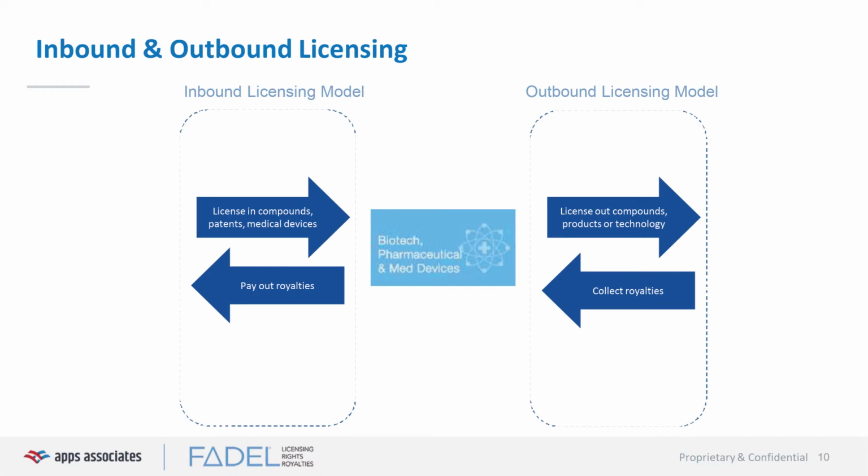So the examples that we have here is licensing in compounds, patents, medical devices by a biotech, pharmaceutical, or med device company, and they can then use that intellectual property to then license that out, or if they have their own intellectual property, they can license that out and monetize that. Our platform is capable of managing both simultaneously from an end-to-end perspective. And with that, it also includes the various financials associated to those two flows. We want to go to the next slide.